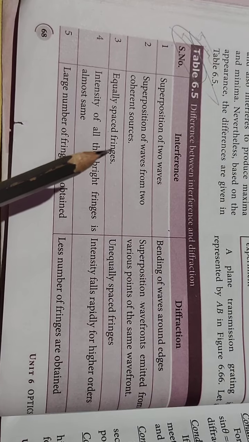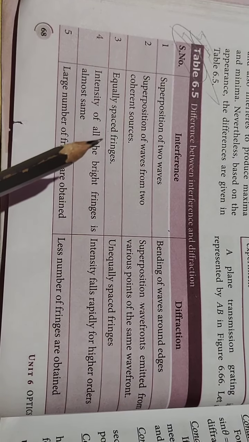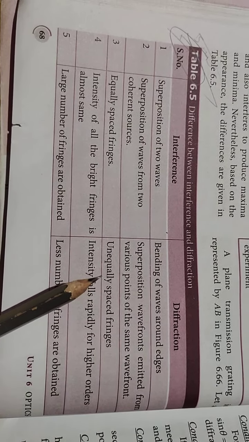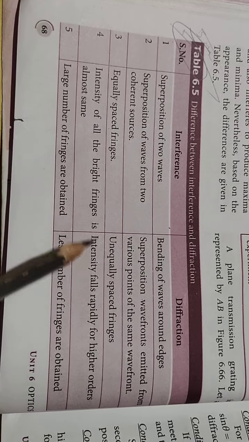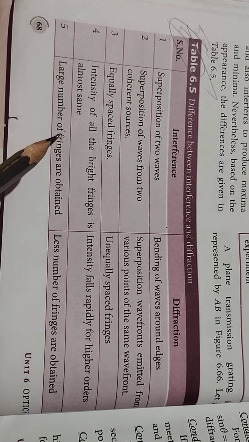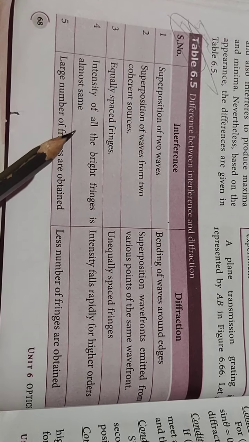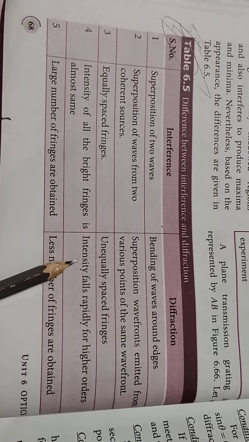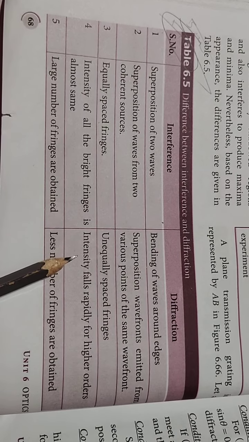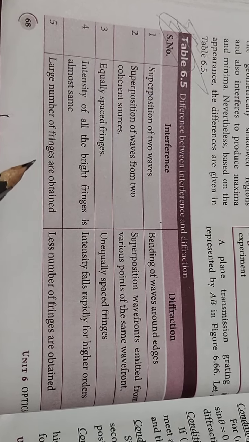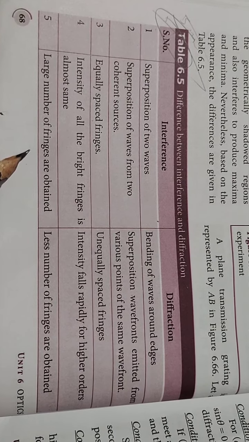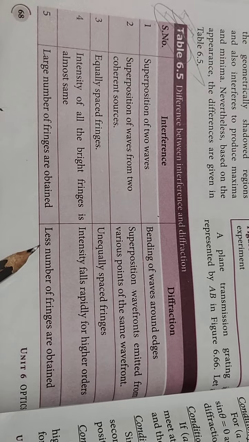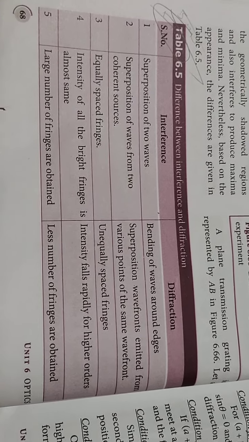And third point, in interference, we get equally spaced fringes. In diffraction, unequally spaced fringes. In interference, the intensity of all the bright fringes is almost the same. Here, the intensity falls rapidly for higher orders. Finally, in interference a large number of fringes are obtained. Here, a smaller number of fringes are obtained.